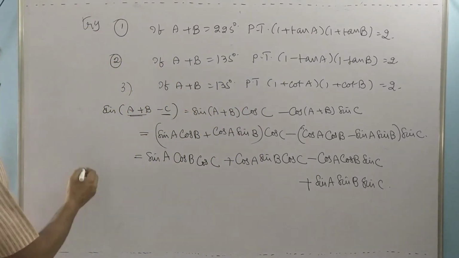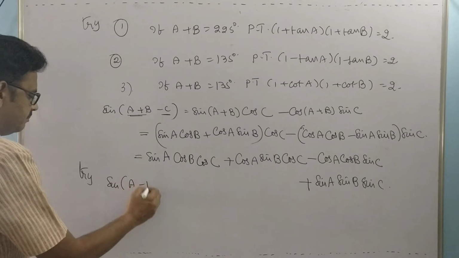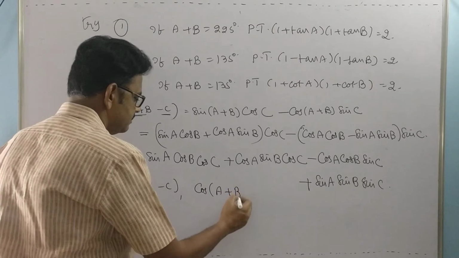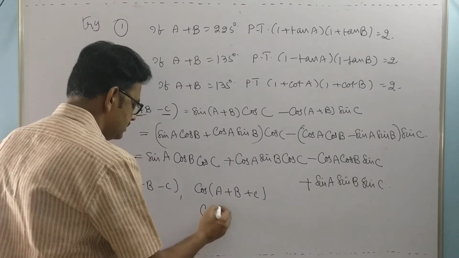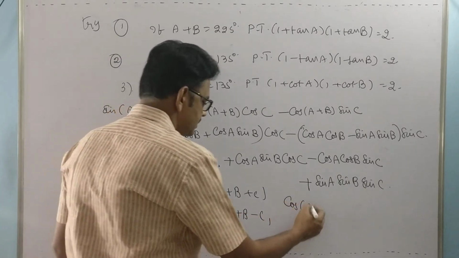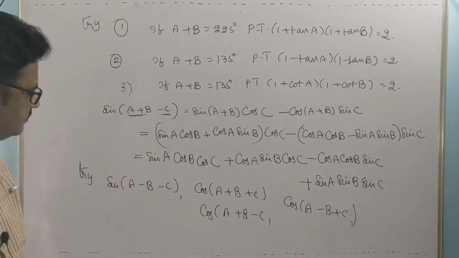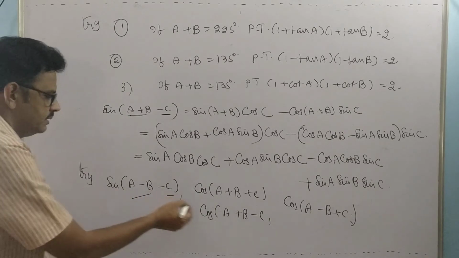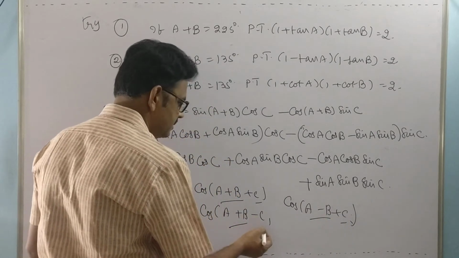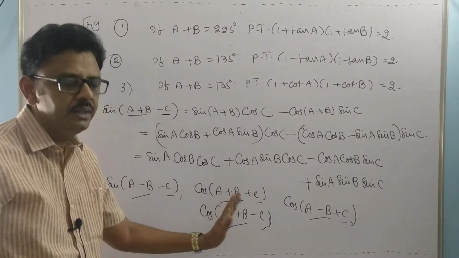Okay, and you write the expansions. So it is sin of A minus B minus C and cos of A plus B plus C and cos of A plus B minus C and cos of A minus B plus C. You can write these expansions. So this is treated as A B, just like A B. Okay, just you can write the expansions completely.